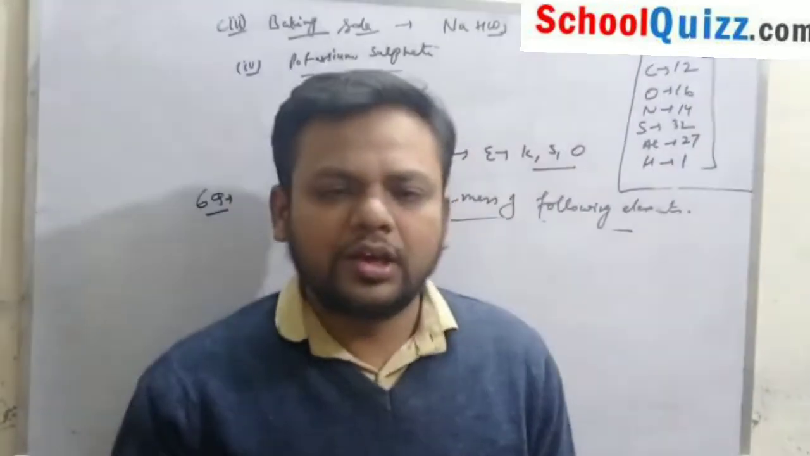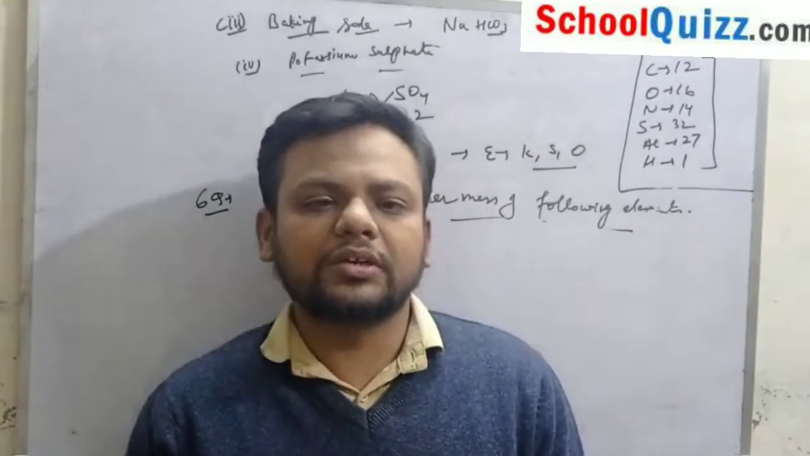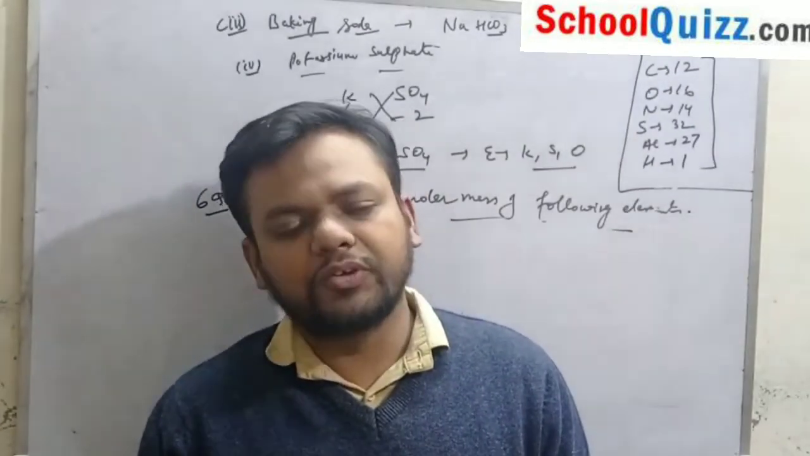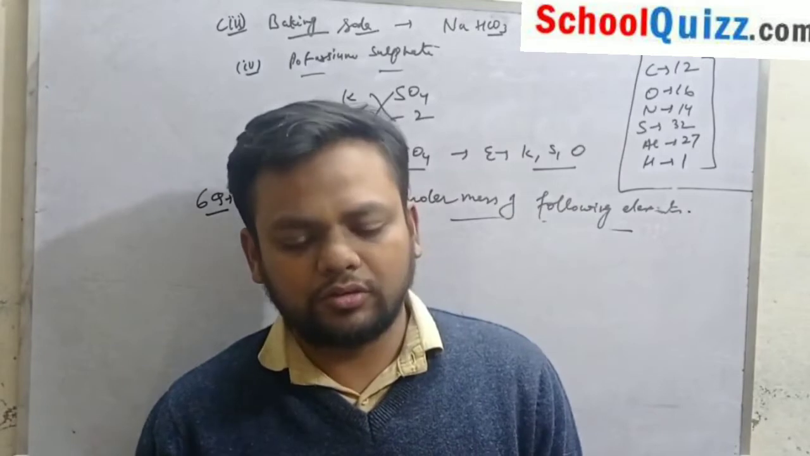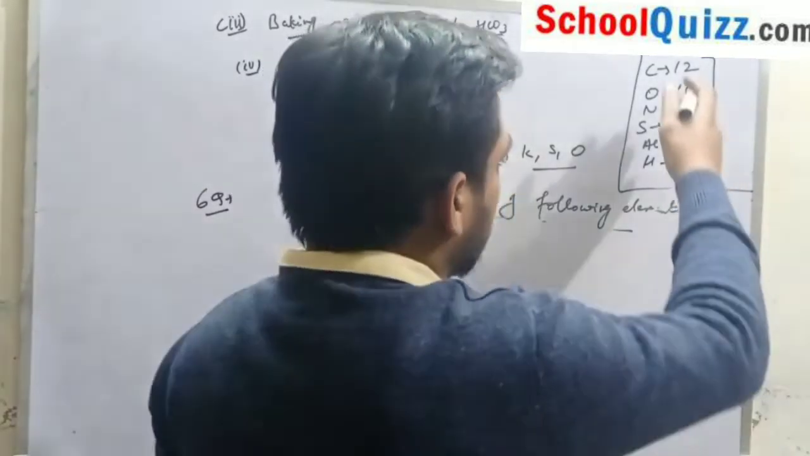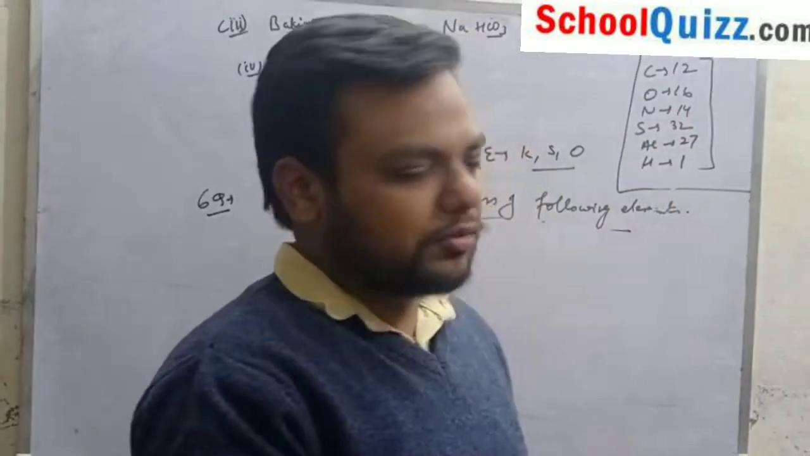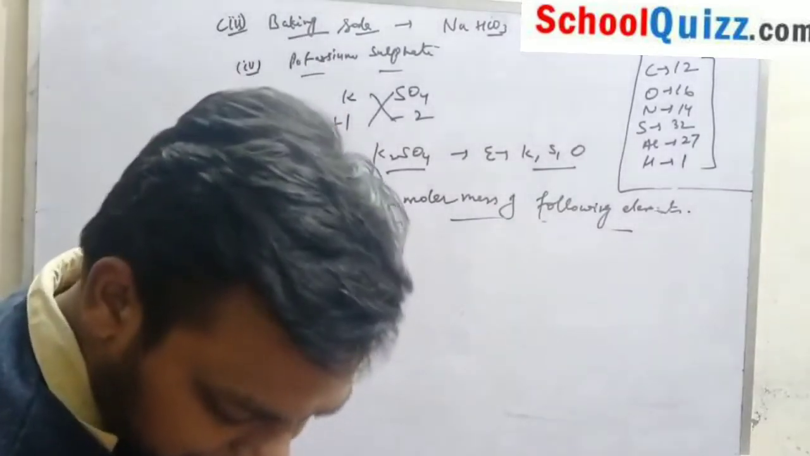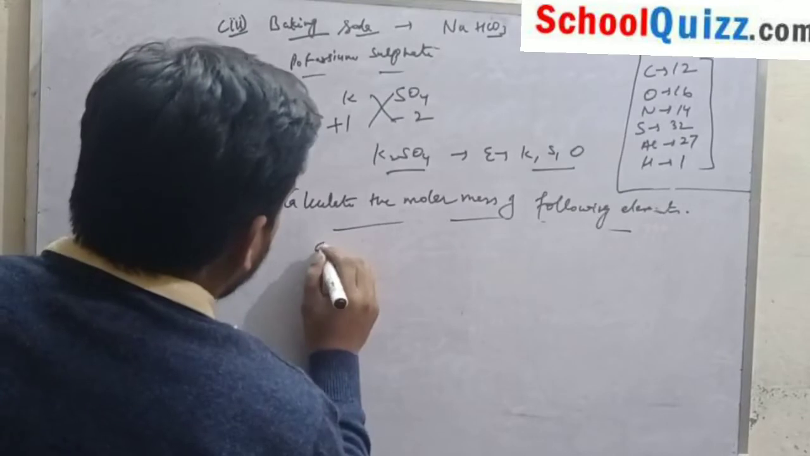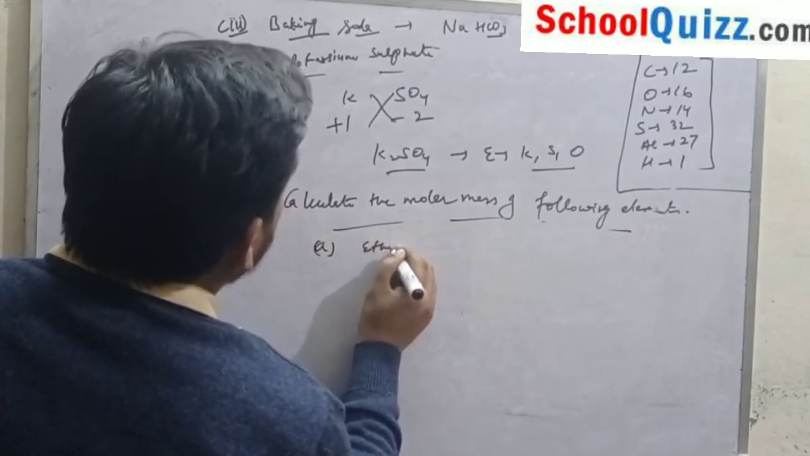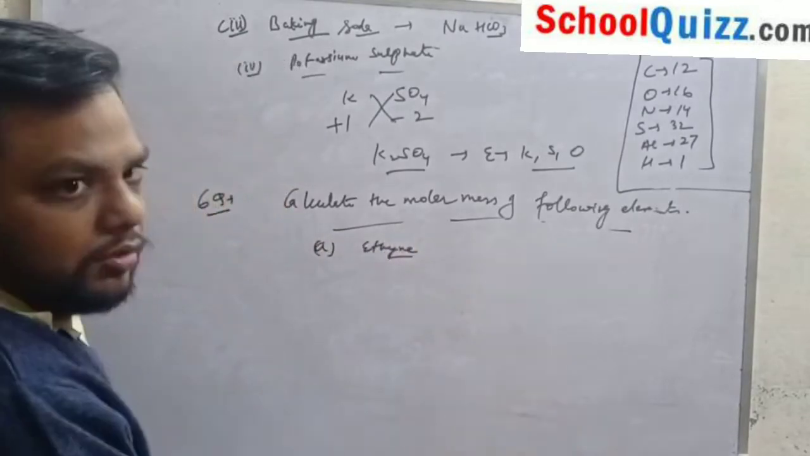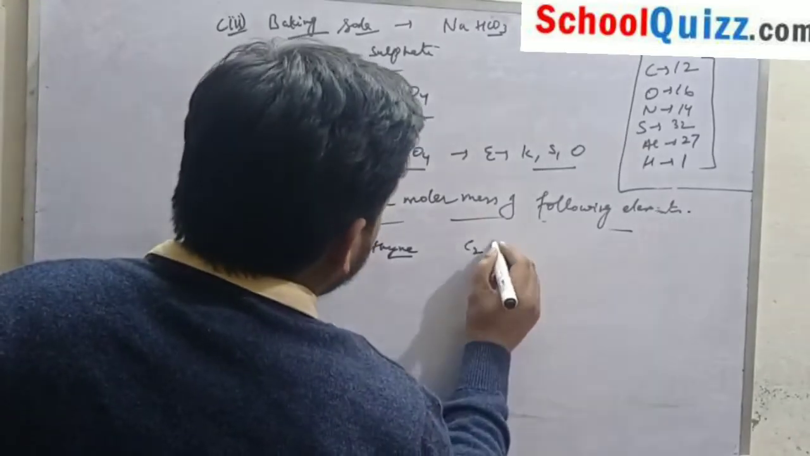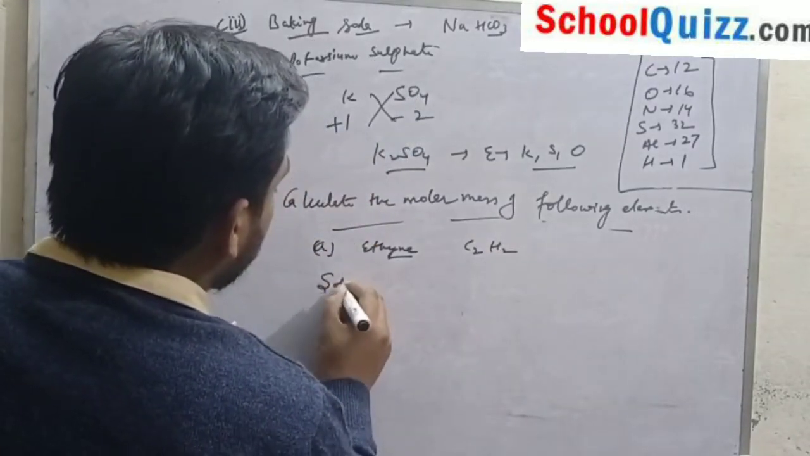I will let you know mostly which atomic masses or molar masses you have to learn. Learn first of all these 6 atomic masses. First one is calculate the molar mass of the following. First one is ethyne. In 10th class you will know what is ethyne. That is C2H2. So it's very simple.